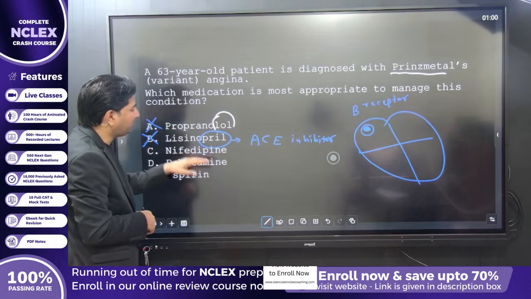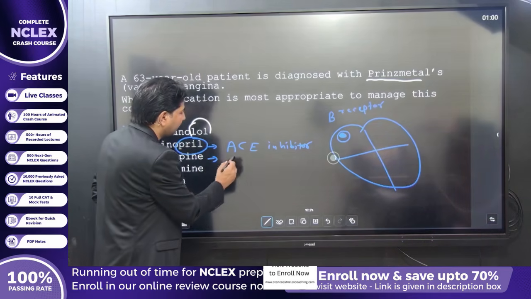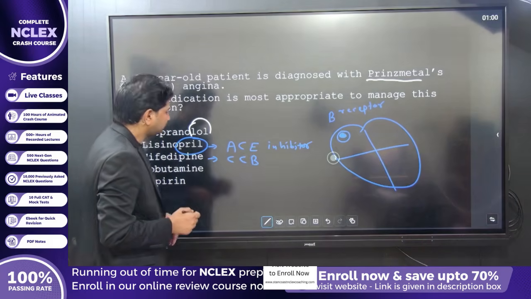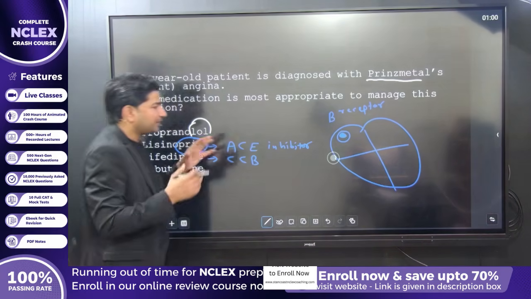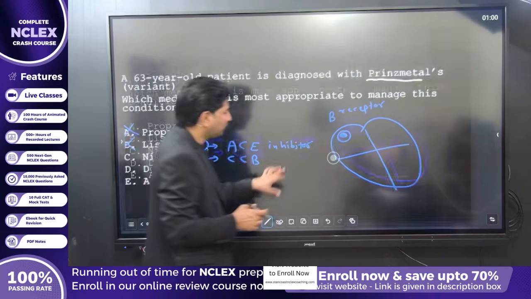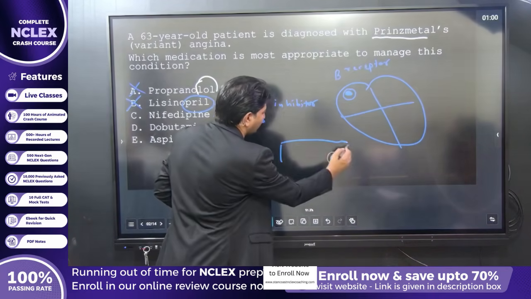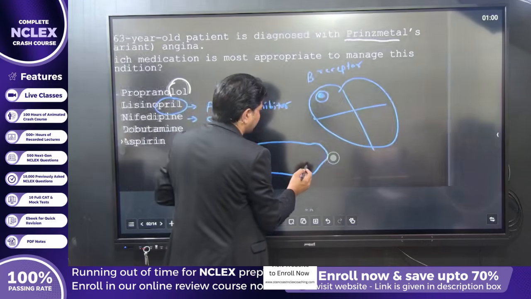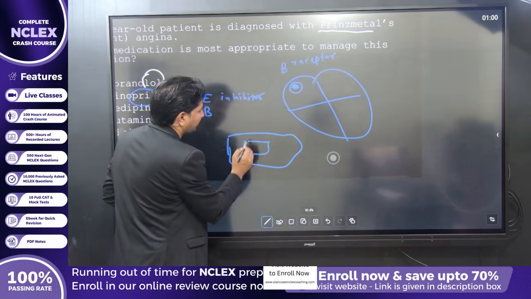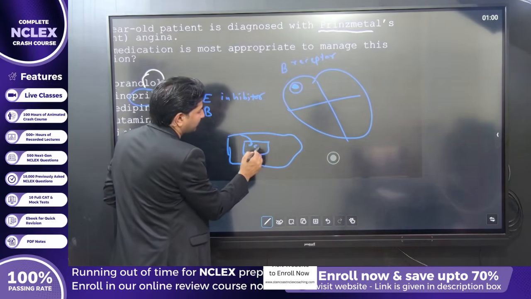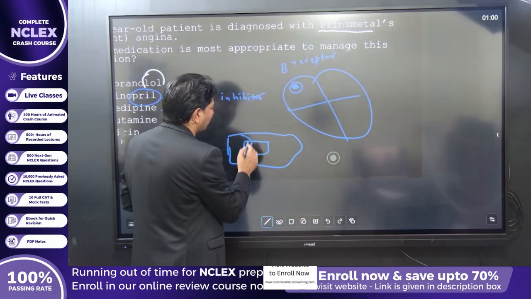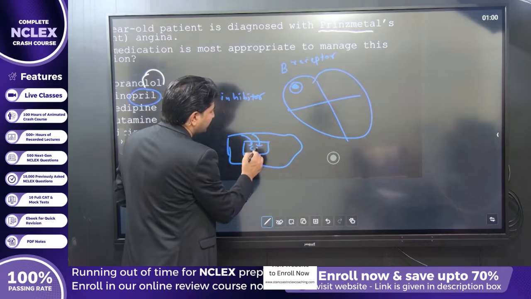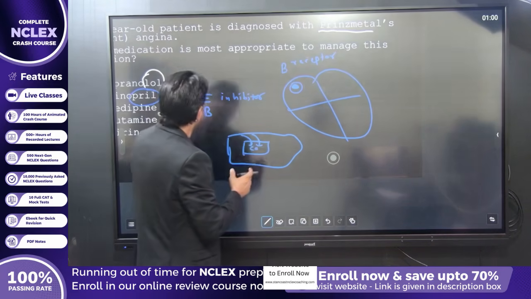The next drug is nifedipine. Nifedipine is a calcium channel blocker. What calcium channel blockers do is, within the muscles, say this is a muscle, and inside that muscle, this is a cell. Now, when calcium enters this cell, the muscle contracts. If calcium doesn't enter, there's no contraction. So if calcium is entering, it means contraction is occurring.